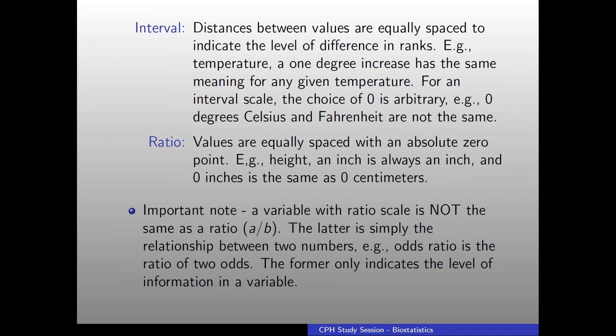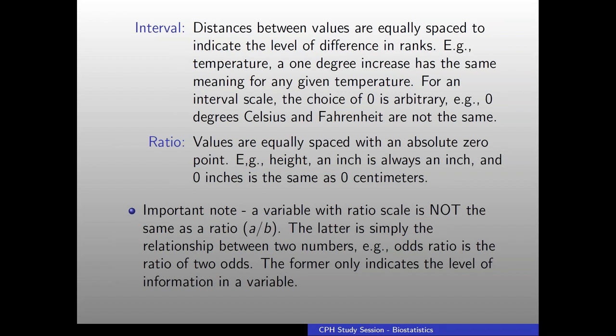The last scale is called a ratio scale. Values are equally spaced like the interval. The only difference is that now there is an absolute 0. Meaning no matter who measures it, a 0 is a 0 and it makes sense that that measure is a 0. So for example, height, weight. No matter if you measure weight in pounds or kilograms or anything else, 0 pounds is going to be 0 kilograms. So that 0 is absolute. It doesn't change from one to the other. So that makes something a ratio scale.